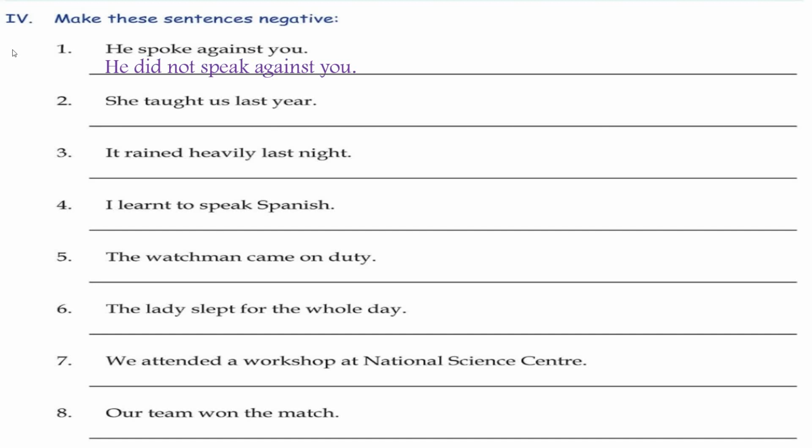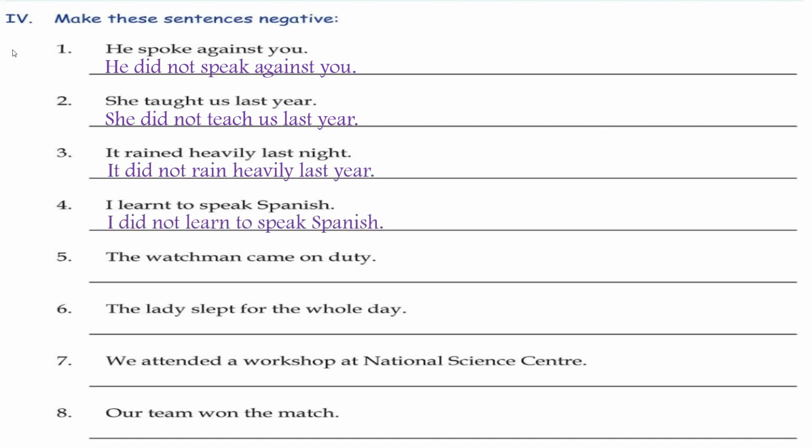Next one is she taught us last year, so we will write did not, and taught will change into teach. So she did not teach us last year. Children, in place of did not, you can also write didn't. You can contract it, contraction you can write. Okay, didn't. It rained heavily last night, so it did not rain heavily last night. I learned to speak Spanish. I didn't learn to speak Spanish.